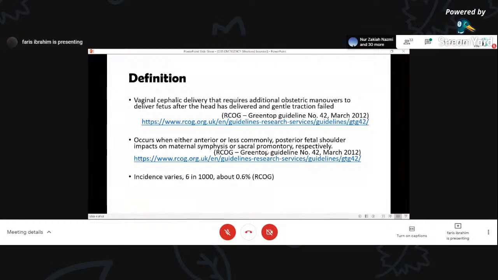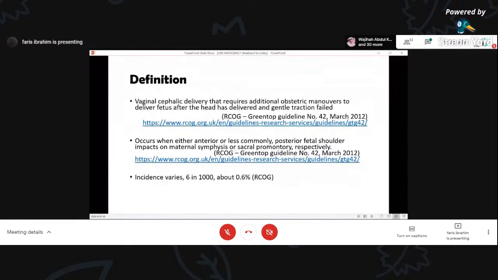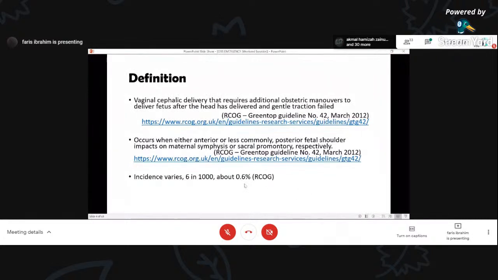So it can be either the anterior shoulder impacted at the maternal symphysis pubis or the posterior fetal shoulder impacted at the sacral promontory, either one. So if it satisfies one, we can say that this is shoulder dystocia. The incidence according to the RCOG guideline that I quoted is about 0.58% to 0.7%. So roughly 0.6%. I just make it roughly.